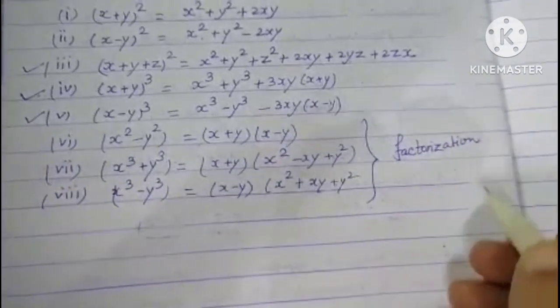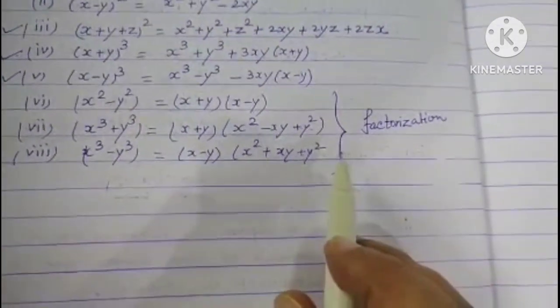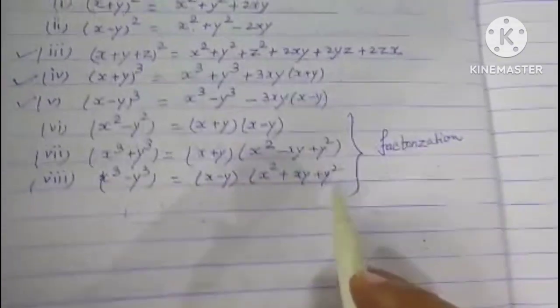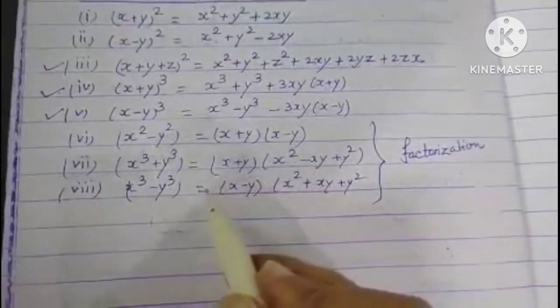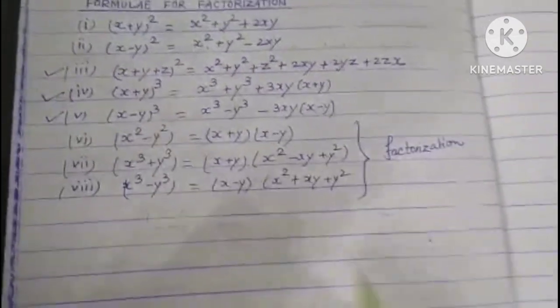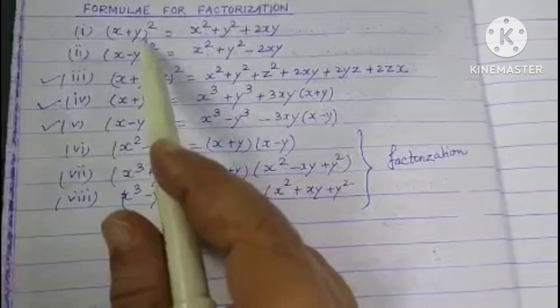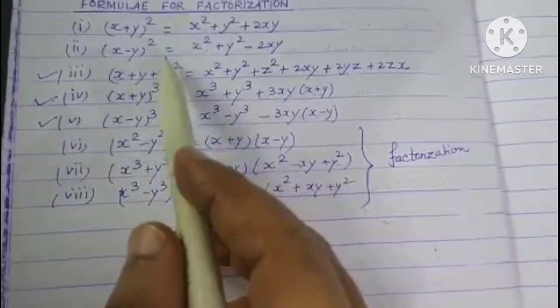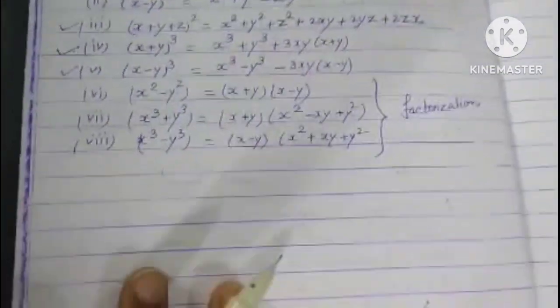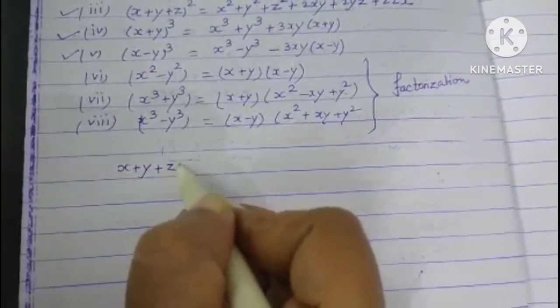To make a product of polynomials of a smaller degree than the main polynomial, we use these algebraic identities. So now we will see one by one how each of them comes. These two I think you already know. So the third one I take: (x plus y plus z) whole square.